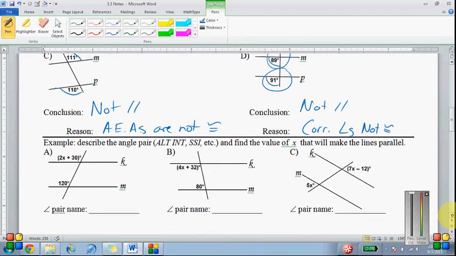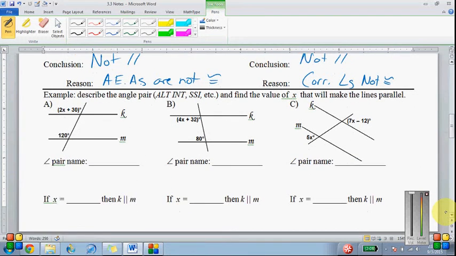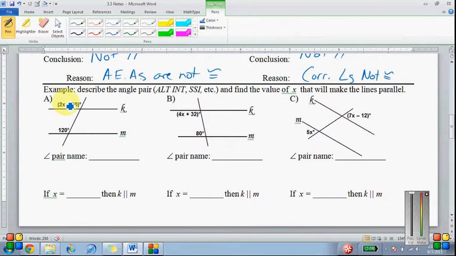Next it says describe the angle pair and find the value of x that will make the lines parallel. So now we have to say, what kind of angles do we have? Should they be congruent or supplementary? What value of x will make that happen? So here I've got corresponding angles. They're in the same position. We know corresponding angles need to be congruent in order for these lines, K and M, to be parallel. So I have to set those things equal to each other.